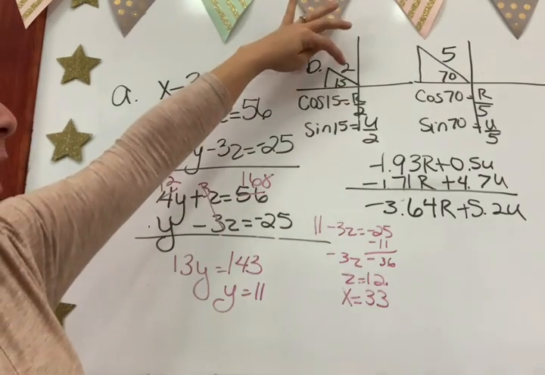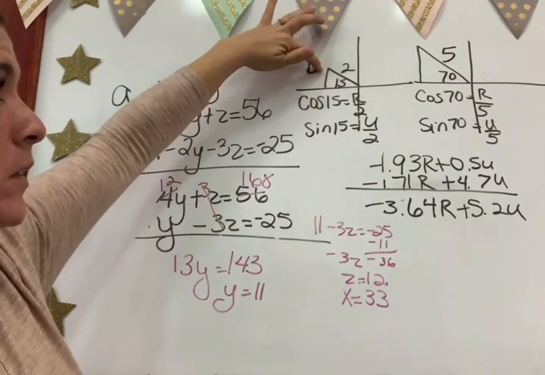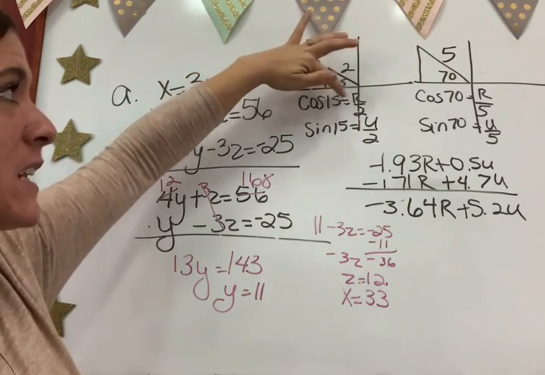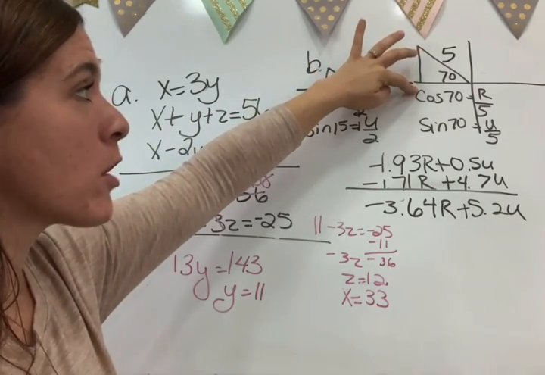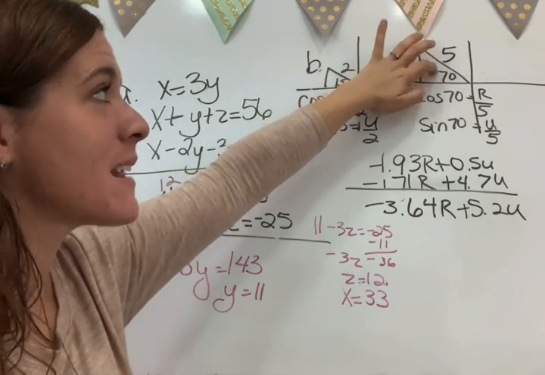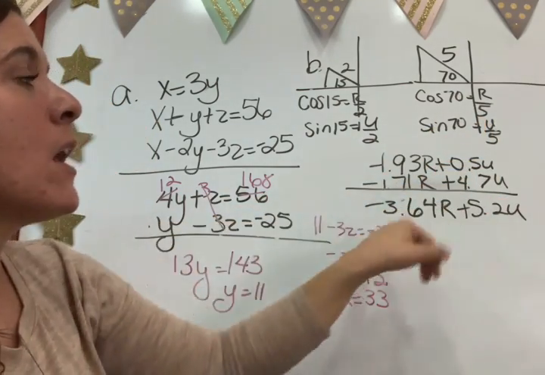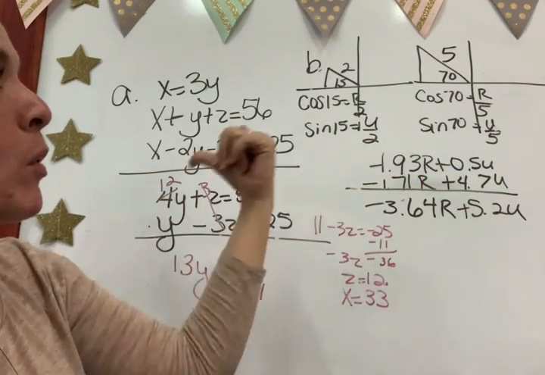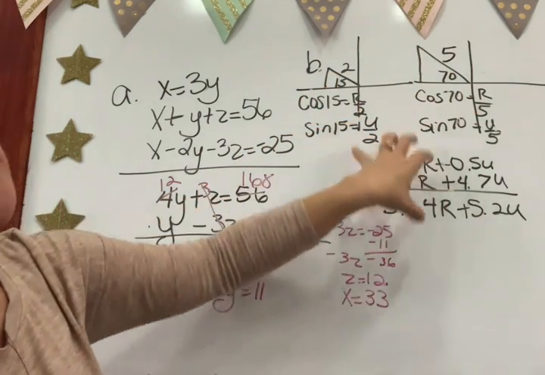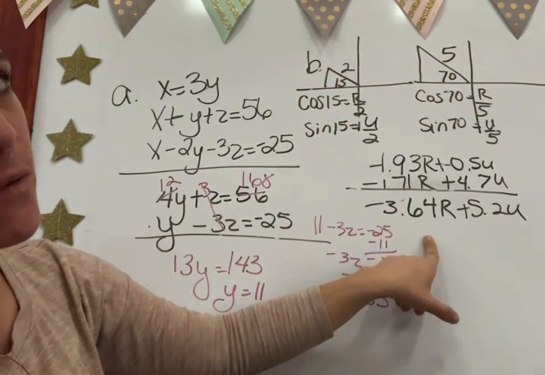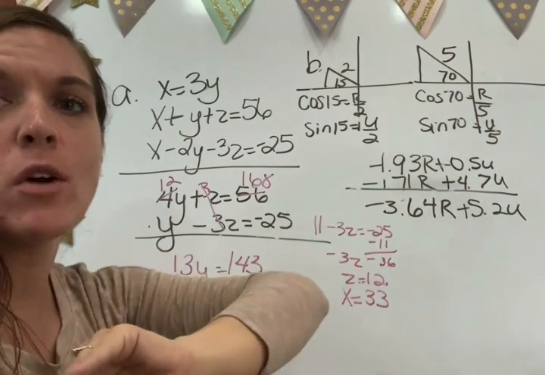Over here, it's a negative 15, so it should be over here, but it's also a negative 2, so you put it over here. And then I set it up like always, cosine 15 equals R over 2, sine 15 equals U over 2. Over here, it's 110, 180 minus 110 is 70, so it's cosine 70 equals R over 5, sine 70 equals U over 5. The R's are going to come out negatives because they're both going to the left. The U's are going to come out positives because they're both going up. We add those together and you get negative 3.64R plus 5.2U.